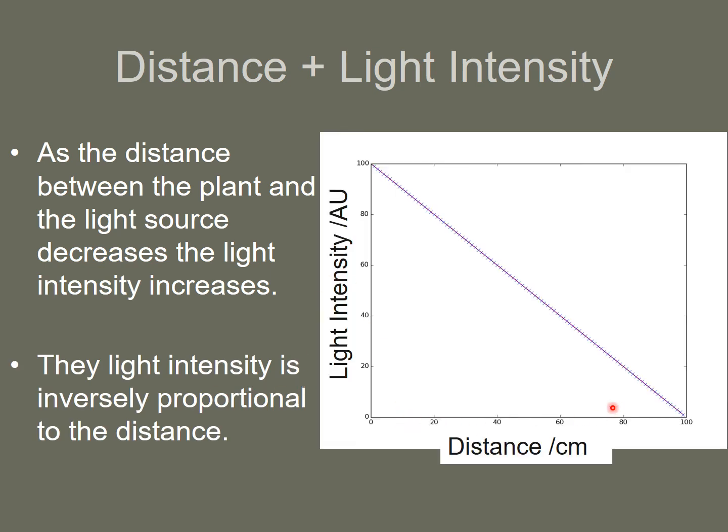So as the distance increases, the light intensity decreases. So we can see we've got a graph that's got a negative gradient. And because of this, when we increase one factor, the other factor decreases, and we can say that these two factors are inversely proportional. So light intensity is inversely proportional to the distance between the lamp and the pondweed.